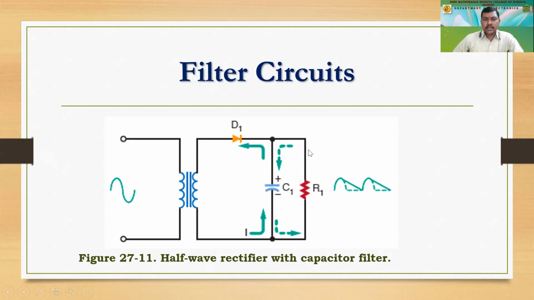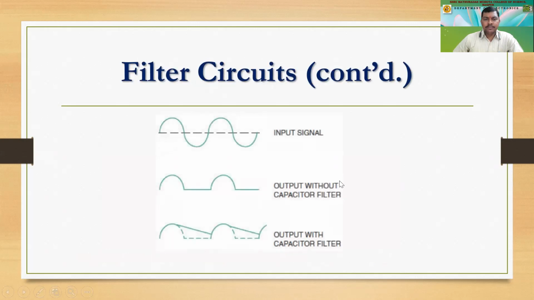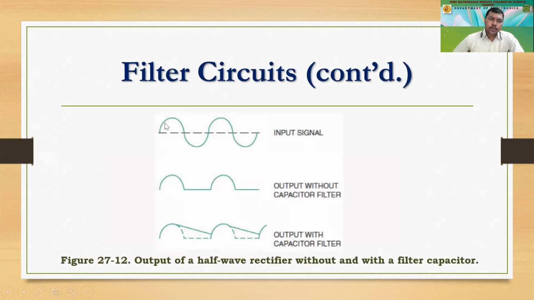So as we put this capacitor in parallel with this load resistance, the output is going to become a linear one, or a pure DC-like output. Again, if you look at the graphs that we have, the input signal which is supposed to be given to the rectifier circuit is supposed to be like this.